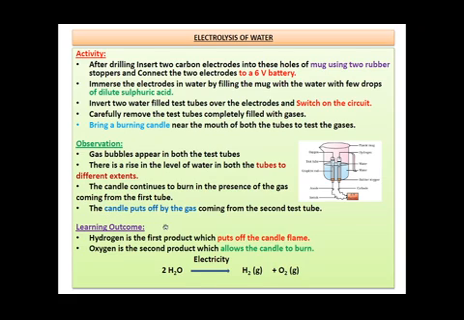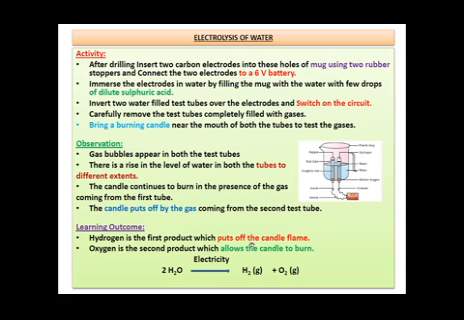So now let us come to the learning outcomes. Hydrogen is the first product which puts off the candle flame. This we have studied also when we were seeing the tests which have to be performed for analyzing that hydrogen is evolved. In that also a burning candle was brought near the test tube from which the gas was evolved, and that burning candle got put off with a pop sound. So here also the same thing is happening.